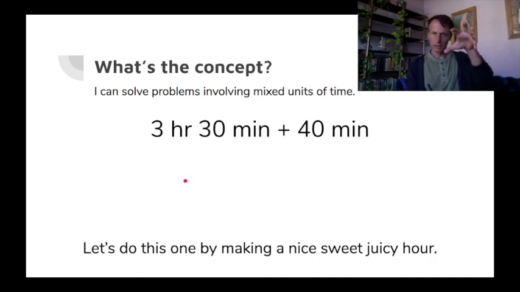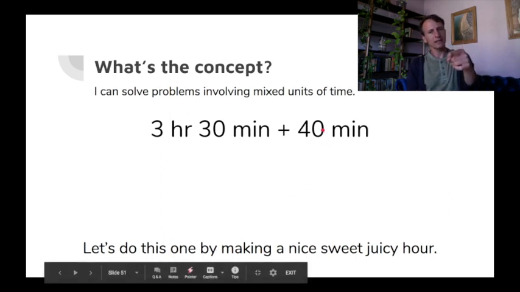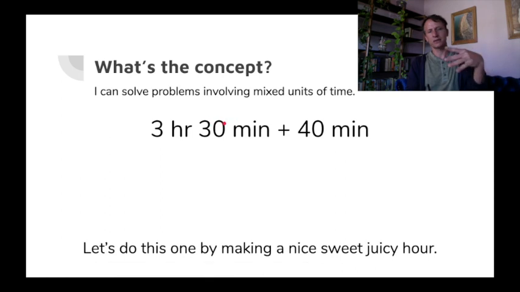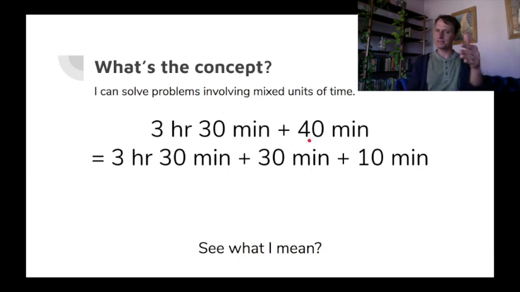So let's do this one. We're going to make a nice, sweet, juicy hour. So when I look at 40 minutes, what do I need to get this 3 hours, 30 minutes to that nice, juicy 4 hours? Right, so if I decompose the 40 minutes as 30 and 10 minutes, see, there's my nice hour. And honestly, this is how I do stuff in my head.